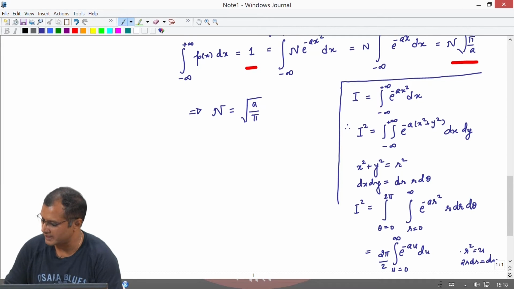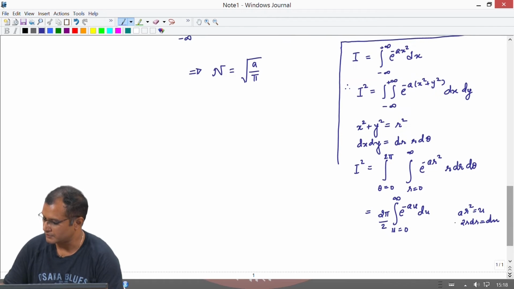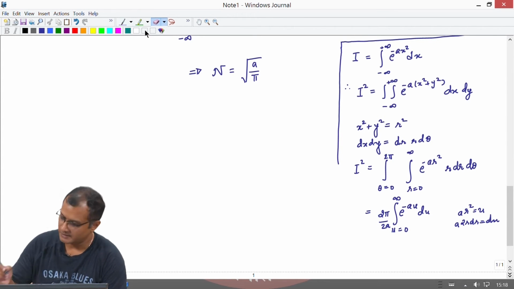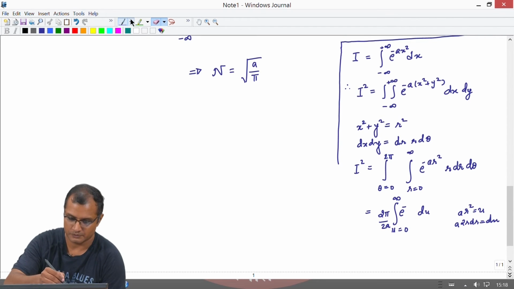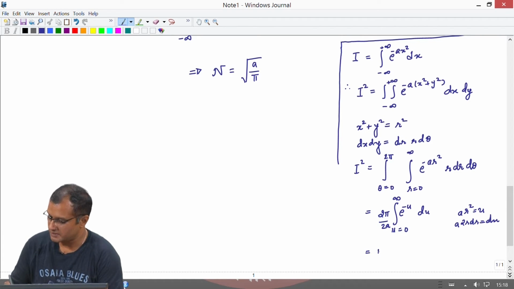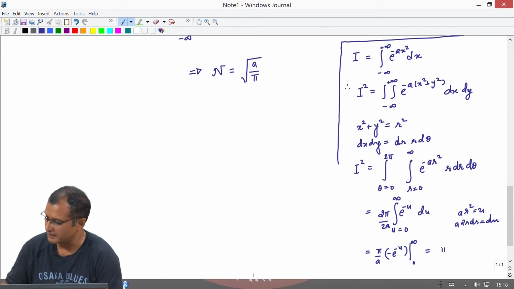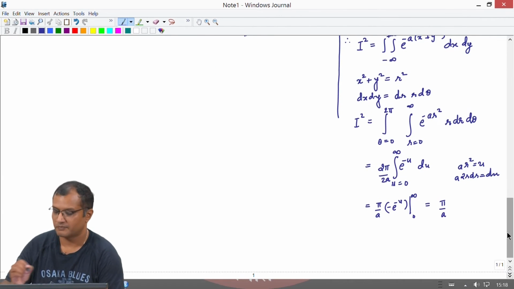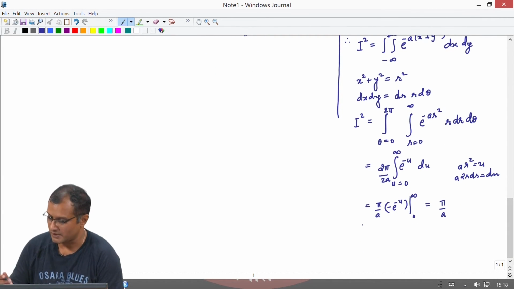In fact, I am going to substitute a r square as u. So, I will get a into 2 r dr as du, so I will get a 2 a here, and I will get an e raised to minus u. Okay. And so, this would be just pi by a, integral e raised to minus u is minus e raised to minus u, and you supply the limits 0 to infinity, this is simply pi by a. Okay. Now, this is I square, which means I is square root of pi by a.